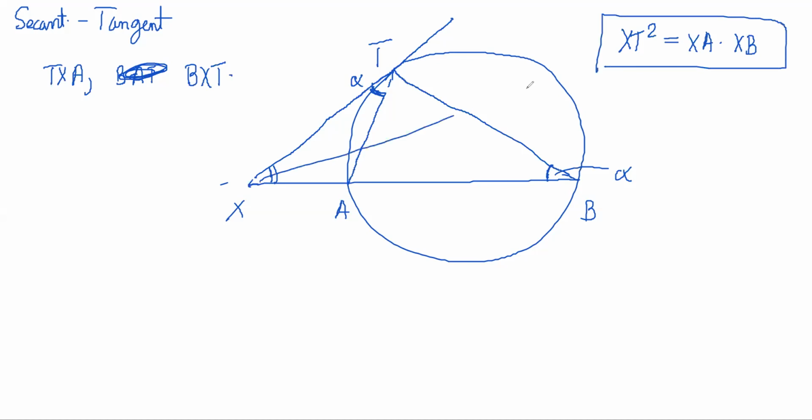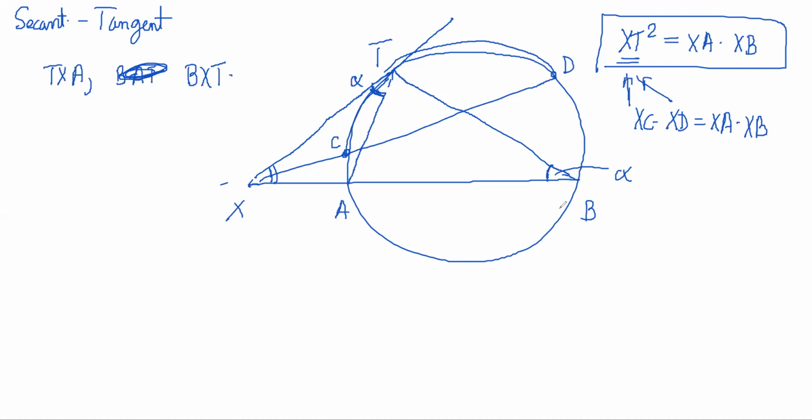Basically, understand this as similar to this only. When you have C and D, you had XC into XD is equal to XA into XB, and now you bring the point D very close to C and make a tangent. Then XC and XD both become XT. Yes, it's the same thing.